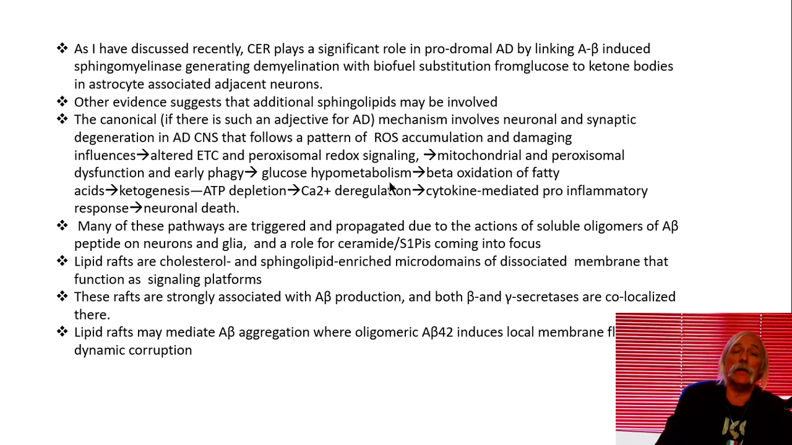GLUT4 doesn't pick up the glucose in the astrocyte, for example. Then you switch to beta oxidation of fatty acids, with the acetyl-CoAs converted to ketone bodies. You get ketogenesis. Then you get ATP depletion because of this, because ATP can't leave the mitochondria. It's not being generated by the pathway because you're ketogenic. You get calcium deregulation. Ultimately, you can get cytokine-mediated pro-inflammatory responses and neuronal death, all mediated from an astrocyte or even microglia or even oligodendrocytes associated with neurons. Many of those pathways are triggered and propagated due to the actions of soluble oligomers of A-beta protein on neurons and glia, and the role for ceramide and S1P is coming into focus.